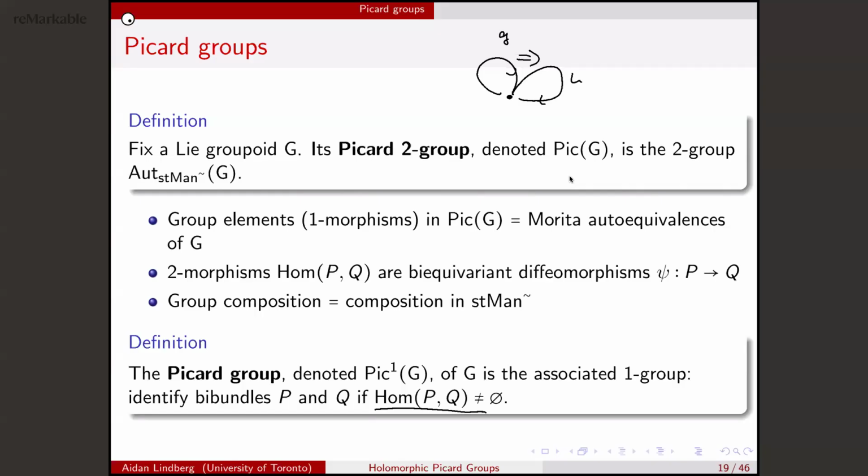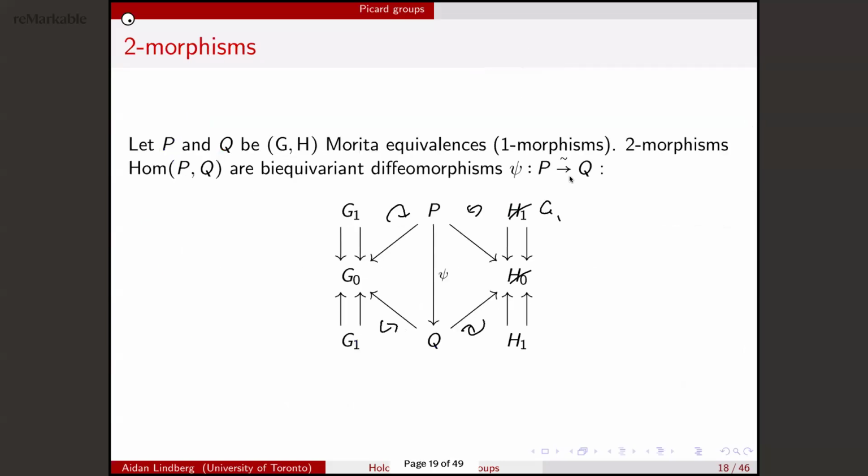I'm going to impose an equivalence relation on bibundles where they are equivalent if there exists some bi-equivariant diffeomorphism between them. Okay. So if this was G1 and G0 and G1, then this P would be equal to this Q in the Picard 1 group of G, because there are 2 morphisms between them. Okay, and that's an actual group.